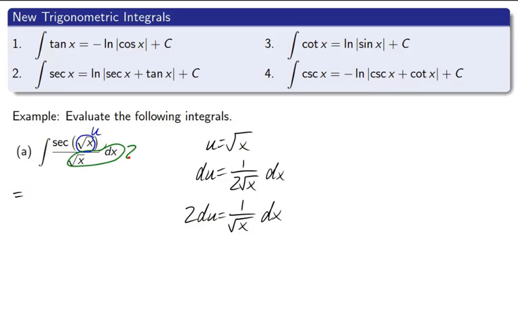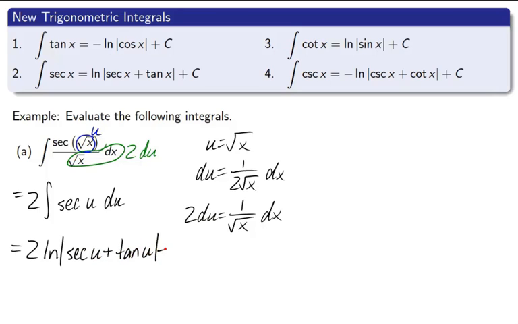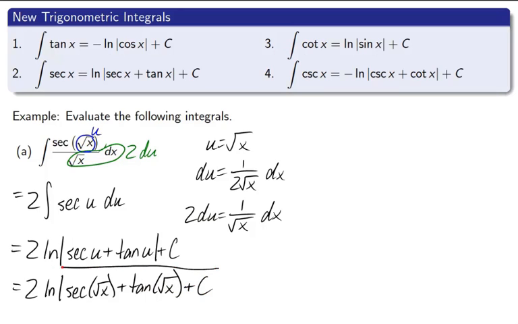This part is going to become 2 du, and so I end up with a 2 in front, and the integral is just secant u du. So now we look at our rule for secant x, the same rule will apply for u. So 2 times the natural log of the absolute value of secant u plus tangent u plus c, and back substituting I get 2 natural log absolute value secant square root of x plus tangent square root of x plus c. That's our integral for the natural log function.